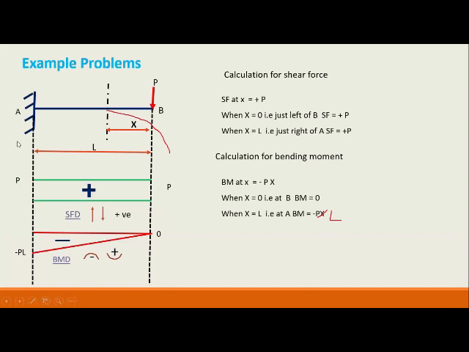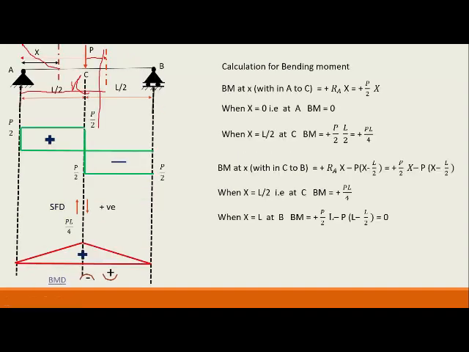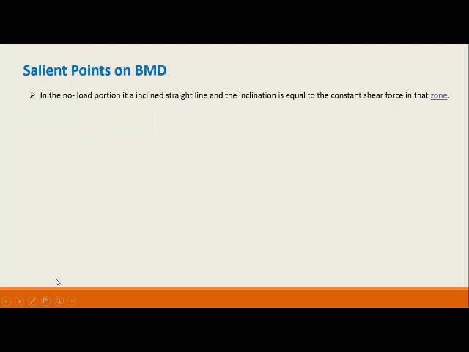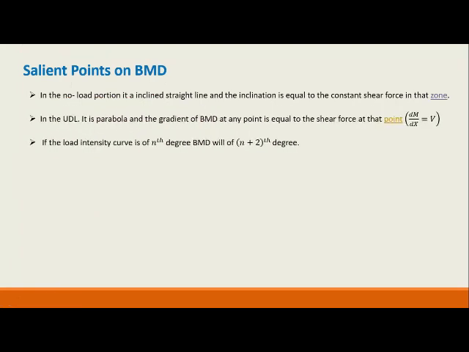So we may come back to the salient points. This is very useful here also. You will see if we take PL by 4 divided by L by 2, you will see it is P by 2, because the load up to here is P by 2. So these salient points are found from the equation.